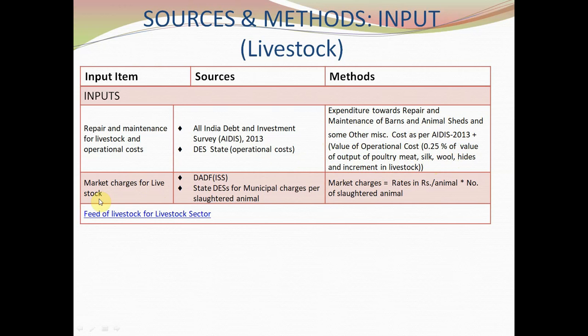Market charges for livestock: the sources are the DADF ISS, integrated sample survey, and state DES for municipal charges per slaughtered animal. And market charges are calculated as rates in rupees per animal into number of slaughtered animals. Feed of livestock for the livestock sector will be discussed later.